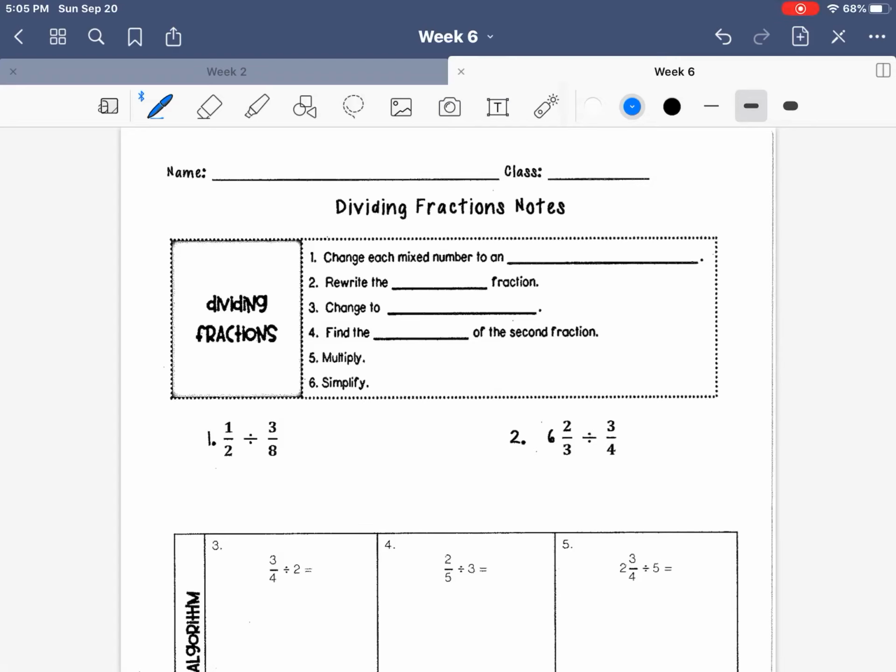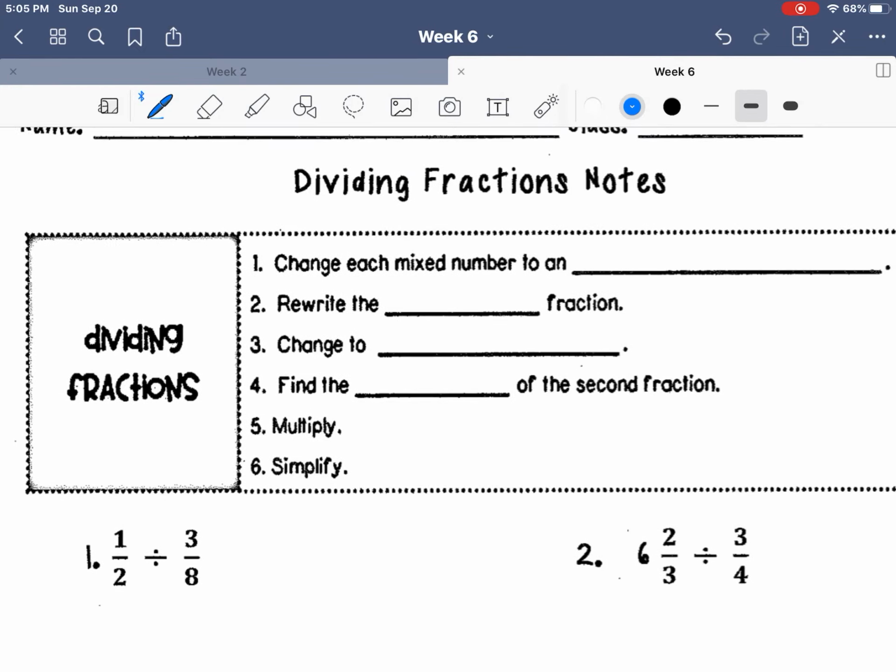I want to talk to you today about dividing fractions. So these are our notes on dividing fractions. They're also in Schoology. You'll want to write this down and then go back and type your answers into the notes in Schoology.